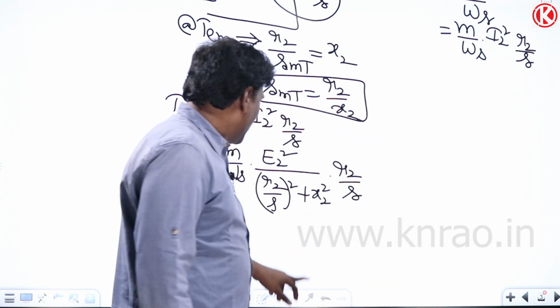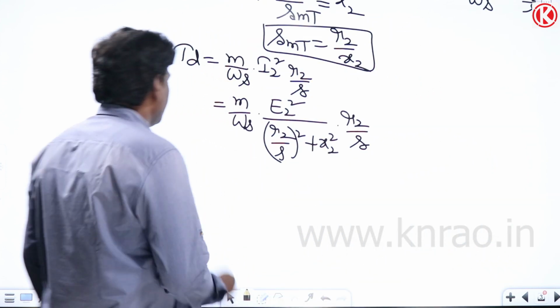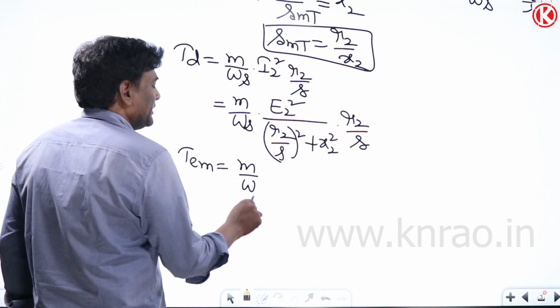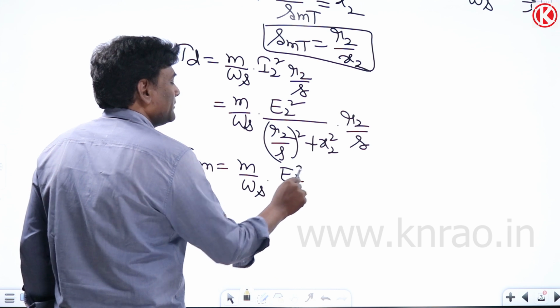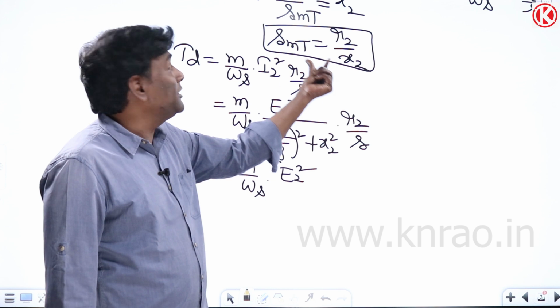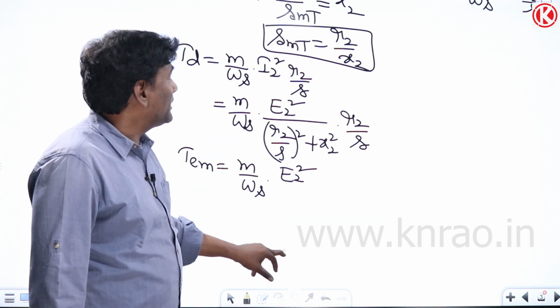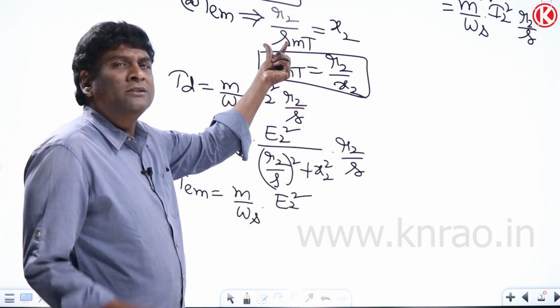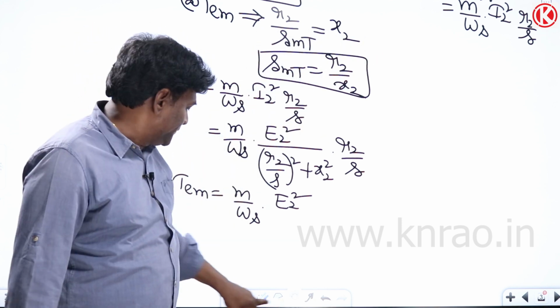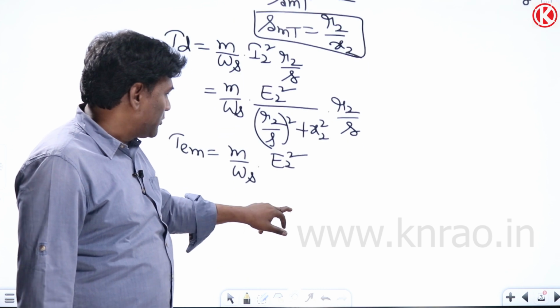If I try to calculate pull out torque or maximum torque, TEM is going to be how much? M by omega S into E2 square. Maximum torque in the sense, R2 by SMT should be used; in place of slip, SMT should be used. Okay, R2 by SMT equal to X2.